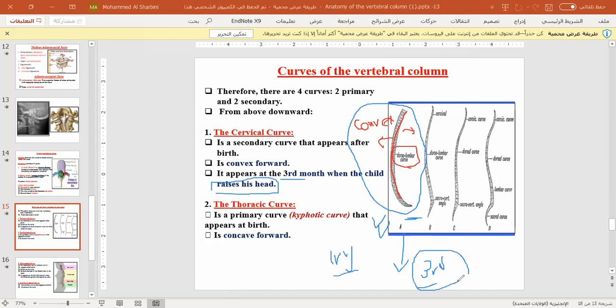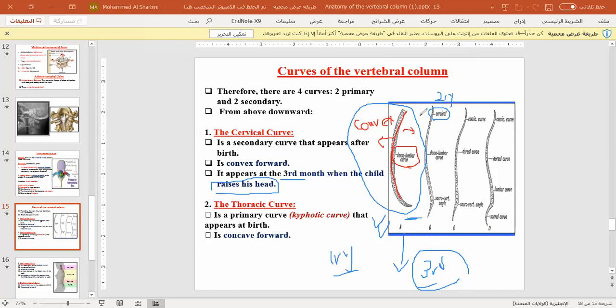But at the 3rd month, if you put the baby on his abdomen on the bed, he will raise his head up. What happens? It makes a curve in the neck. This curve will be named the secondary curve. The curve changes from primary to secondary.